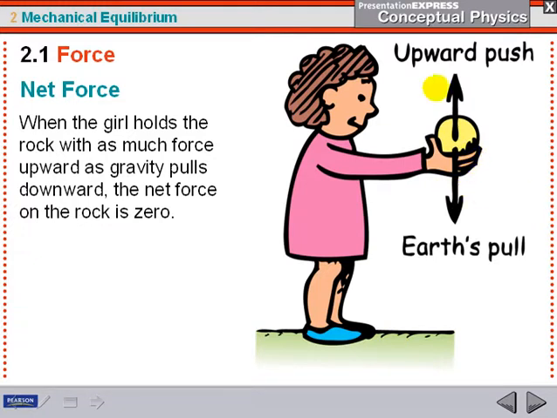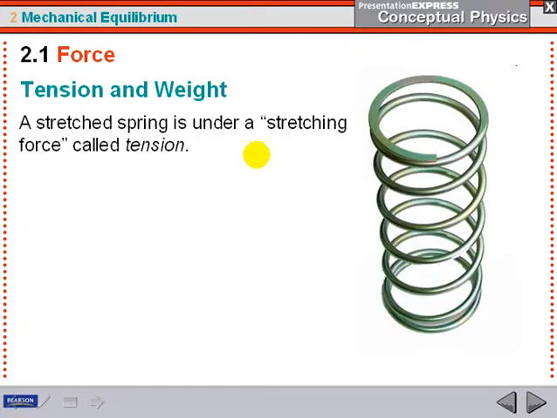Here we see a girl. There's another situation where there's no force on the object. The girl here is pushing the apple upward. This is the girl's force here. And then the earth is pulling it with gravity down. And they are equal and opposite. So we end up with a 0 net force. So the net force on the object is 0. It doesn't go anywhere.